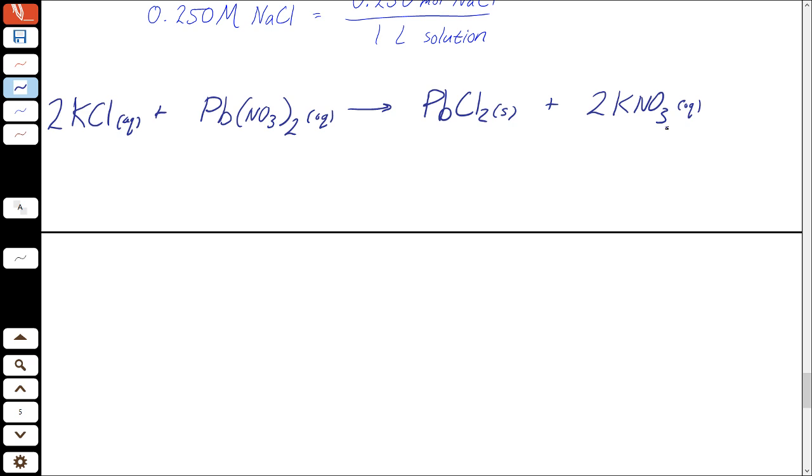Now, if we were to actually do this reaction, we wouldn't measure out some mass of KCl and some mass of lead nitrate to react these. We have aqueous solutions. So we're going to react volumes of a given concentration of aqueous solutions. So that means we have to do our calculations based on those numbers instead.